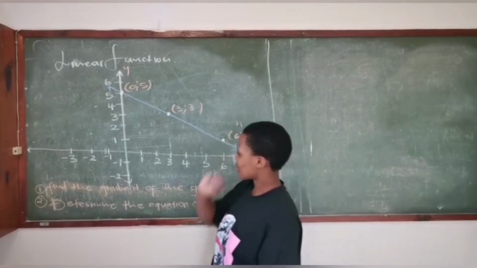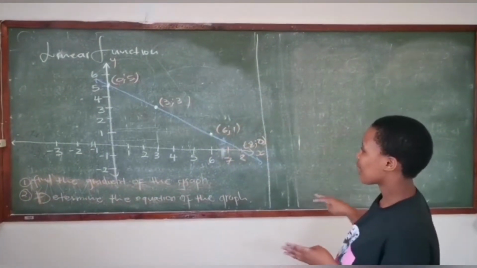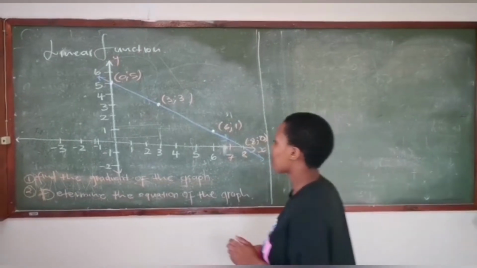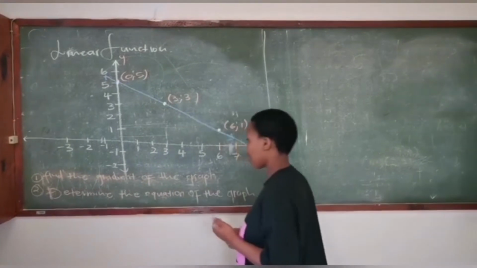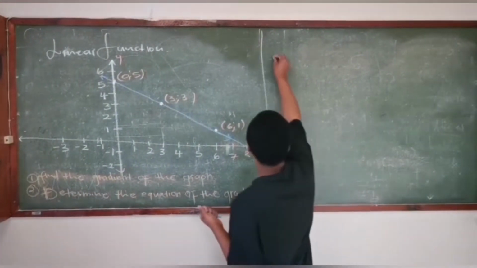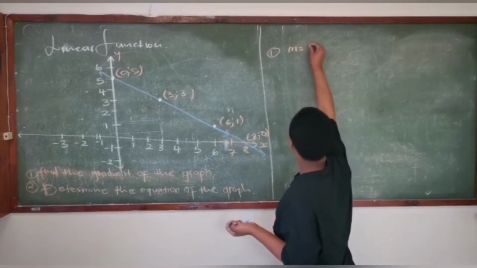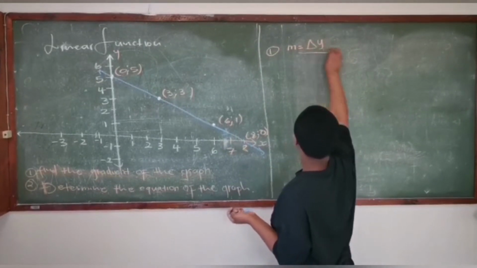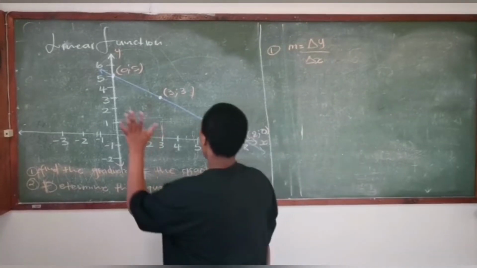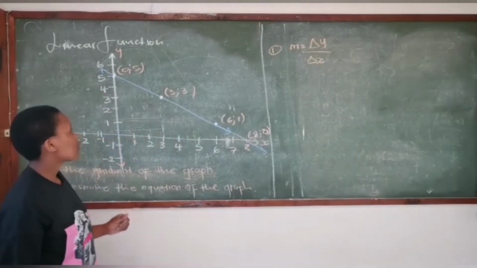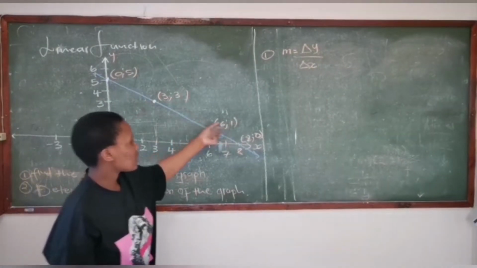Let's do our second example. As you can see, this one is a little bit different from that other one. So our first question says we have to find the gradient of our graph. So we're going to use our usual formula, which is m is equal to our change in y divided by our change in x. Now we can choose any 2 points from the graph. So we can take this point and this point.